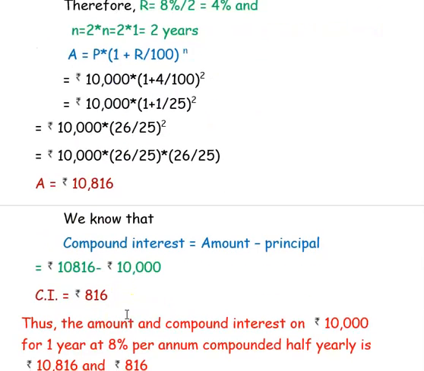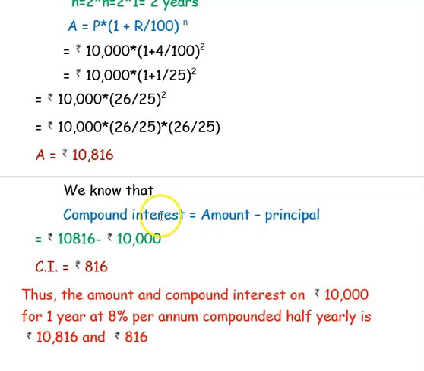Now our question, we want to find compound interest also. So we know that compound interest is equal to amount minus principal. So amount we have calculated it now. So it's 10,860 minus the principal, it's given 10,000. So the compound interest is rupees 860. So thus the amount and compound interest on rupees 10,000 for 1 year at 8% per annum compounded half yearly is rupees 10,816, and the interest is rupees 816.